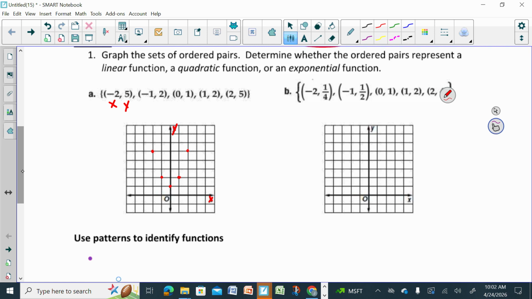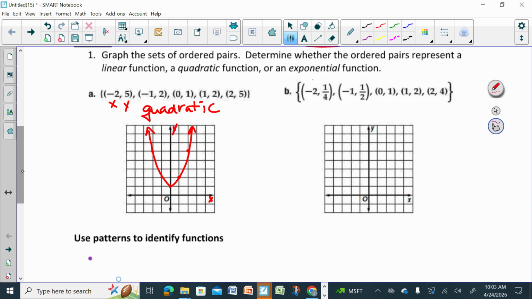Looking at the ordered pairs, you can see that the y value is repeating like that. We went lower, lower, lower, then we came back up. So I can tell that those points make a quadratic. We don't have to do anything else but name it in this particular section.